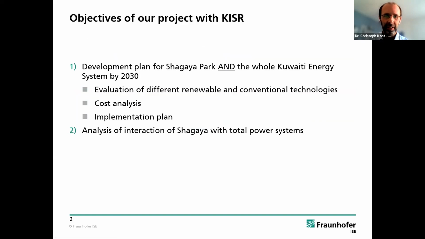So in 2017-2018, we did a development plan for Shagaya and the whole Kuwaiti energy system. We connected the system analysis of Shagaya with the total energy system of Kuwait. We tried to evaluate renewables and conventional technologies together in one analysis, and to provide an implementation plan for Shagaya. But it is very important that in 2017-2018, we looked at the total Kuwaiti system.